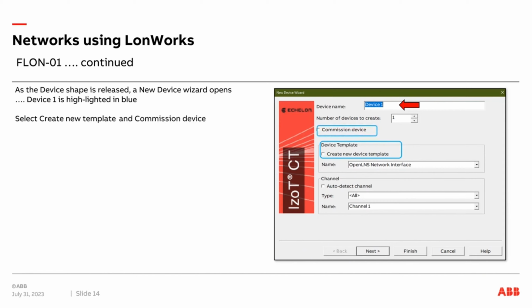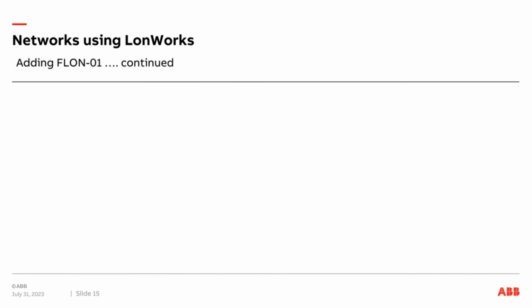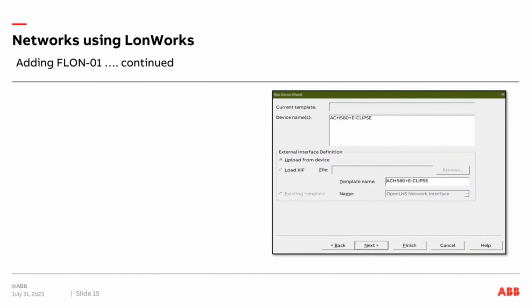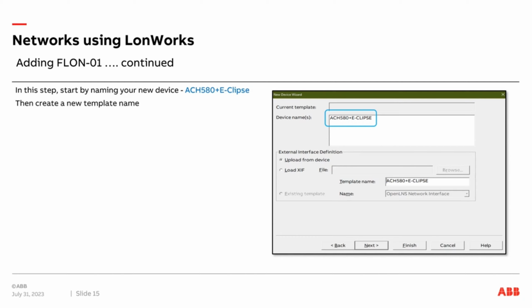So with those two boxes checked, press Next. In this step, we start to identify the unit and create a template. We start that process by entering the name of the device into the text box. Then we're going to have to create a new template name. And that name is going to carry on for the rest of the network.